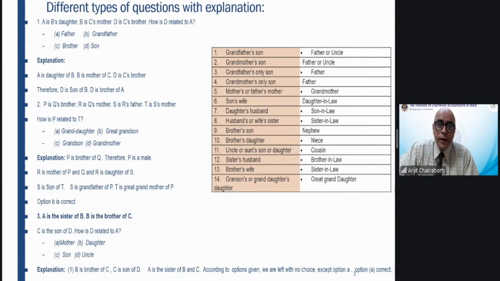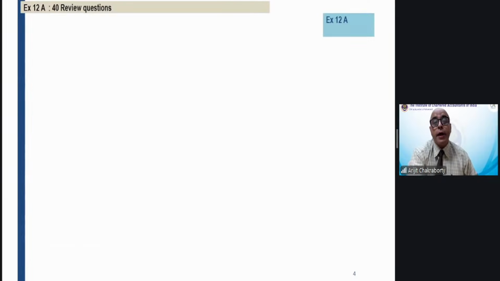So here, the principle we have followed is first to identify the gender and the interrelationship between A, B, and C. Then we are given another statement which shows that D is the parent, and if D is C's mother or father, that means D is also the mother or father of both A and B. Okay, I hope you understood this, and therefore option A is the correct answer. We now look at exercise 12A, and we will see several questions.